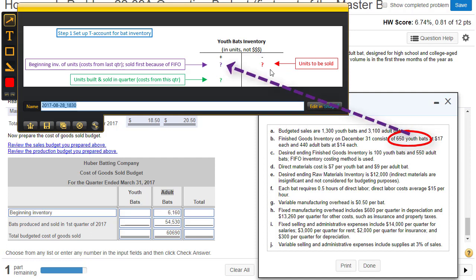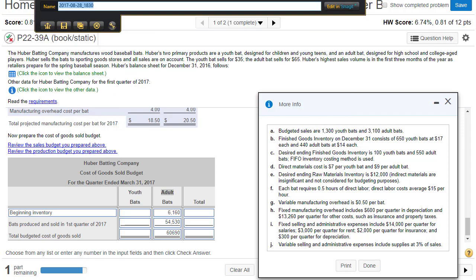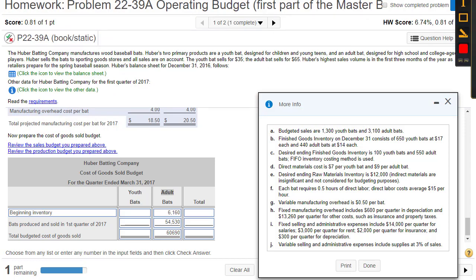Now we have to figure out how many units we plan to sell this quarter. How many youth bats? We can get that from the sales budget. I could scroll up to the sales budget, or I could just get the number from right here, 1,300 youth bats. So we would plug in 1,300 here. So the T-account now looks like this.